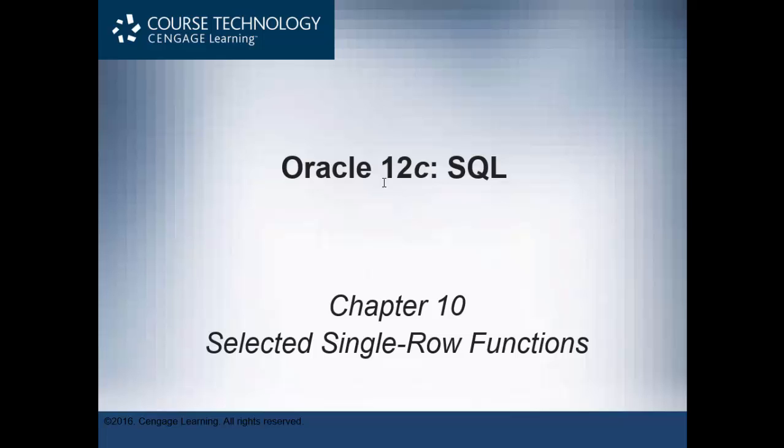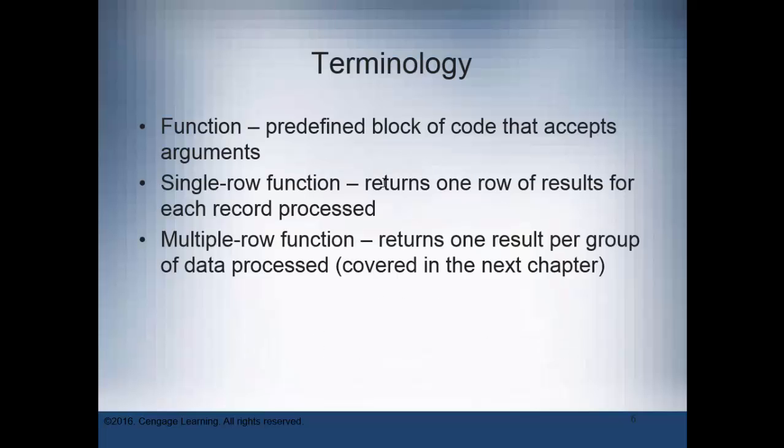Chapter 10 discusses single row functions. A function is a predefined block of code that accepts arguments. Remember, arguments are the term used for data. So we pass data to a function, the function processes that data and returns some result.